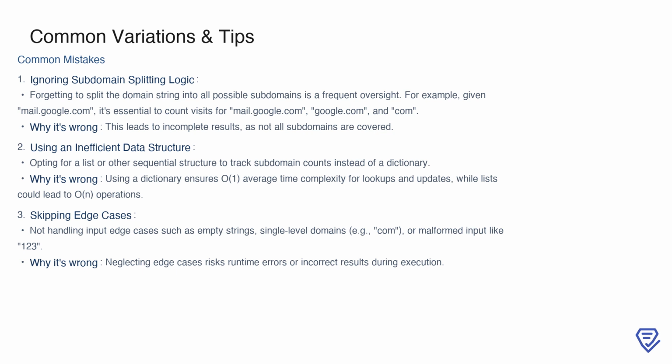Finally, skipping edge cases is a critical mistake. You need to handle scenarios like empty strings, single-level domains such as com, or malformed input like 123. Ignoring these can result in runtime errors or inaccurate outputs, so always ensure your solution accounts for such cases.